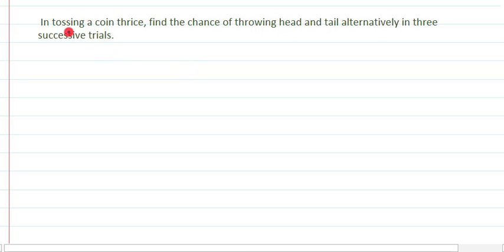Here's the next problem. In tossing a coin thrice, find the chance of throwing head and tail alternatively in 3 successive trials. So again, we need to go with independent experiments, because we will have more than one case when we are talking about getting head and tail alternatively. Let me say H implies getting head and T is the event of getting tail. So according to the problem, let us name this whole event as E.